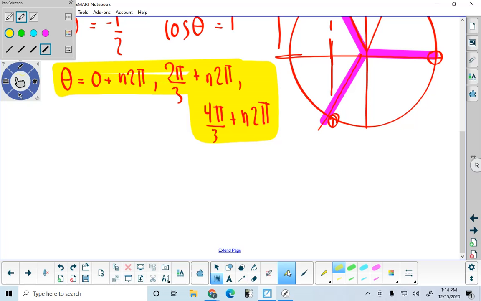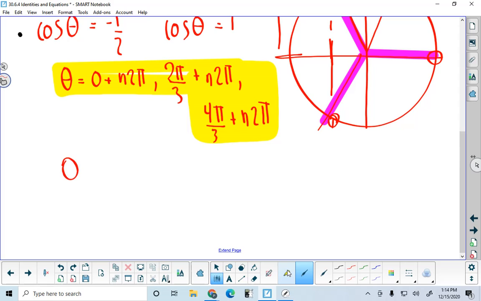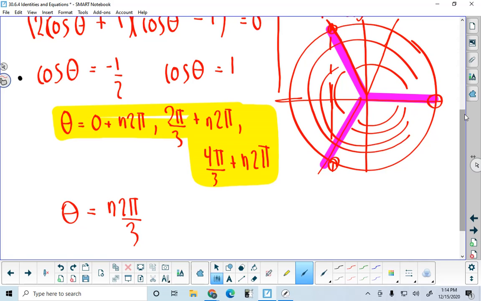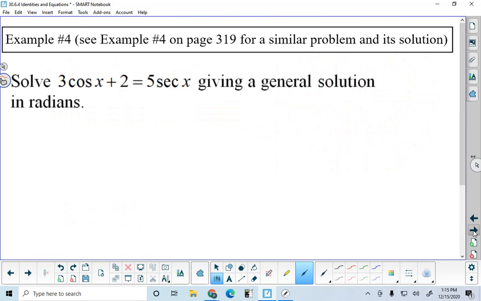But an alternate way to write it is to say theta equals multiples of 2 pi over 3. 1 pi over 3, 2 pi over 3, 3 pi over 3, negative 1, negative 2, negative 3. They're all multiples of 2 pi over 3. Any questions with that example? I think you get the idea.